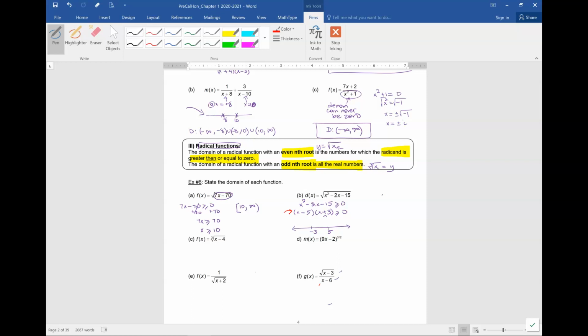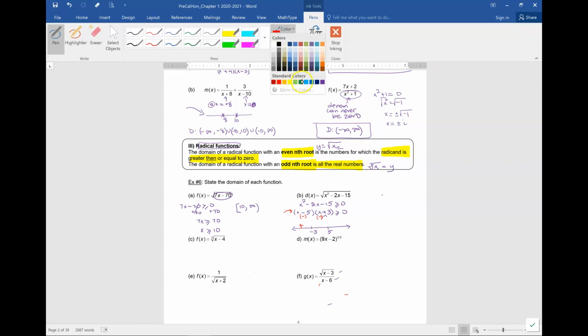Okay, so first I plug in from the leftmost region, -5. Well, if I plug that into the first parenthesis, that gives me -5 minus 5, a negative number. Second parenthesis, -5 plus 3, another negative number. Negative times negative is positive, so I get a positive number.